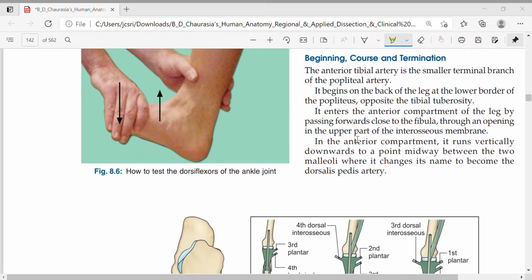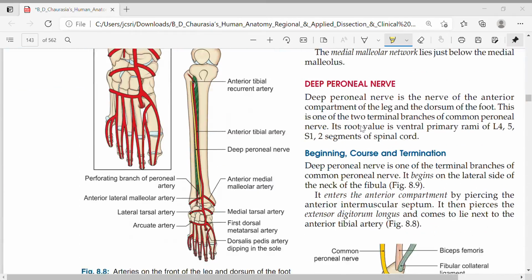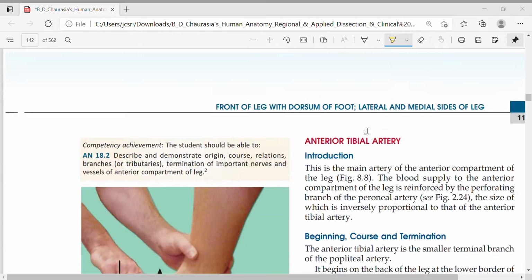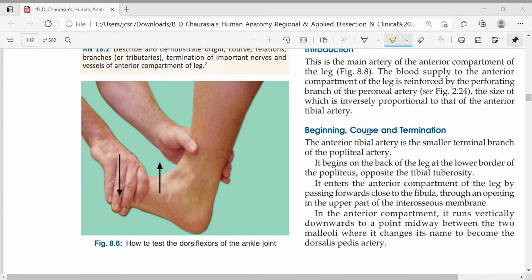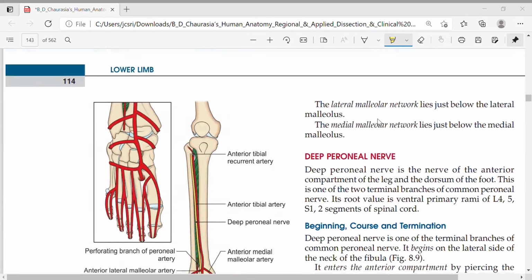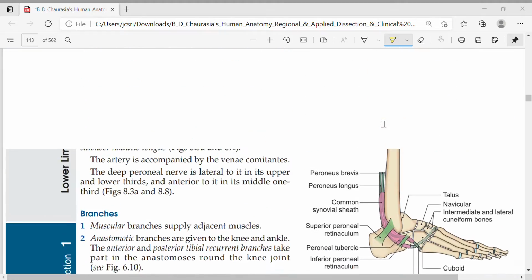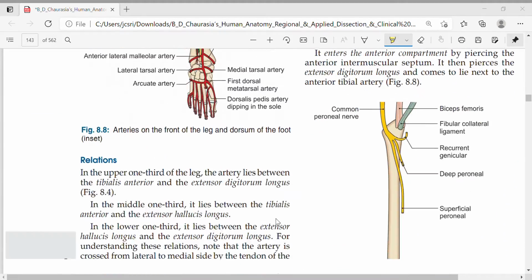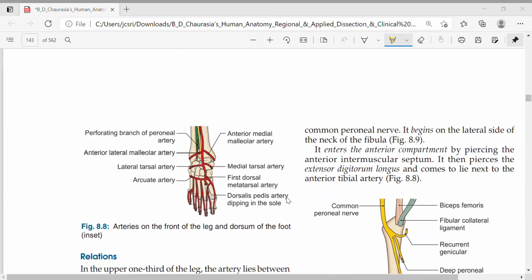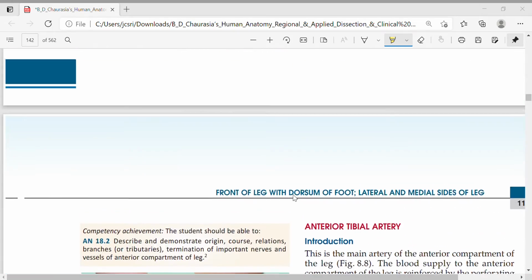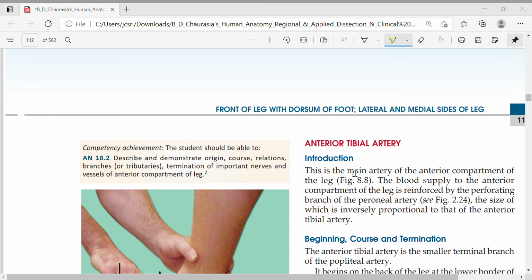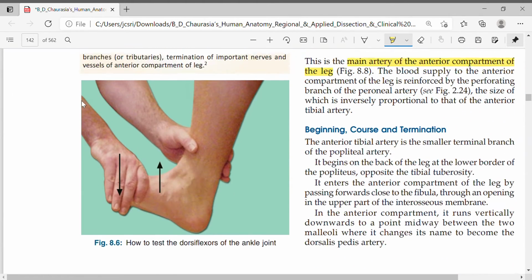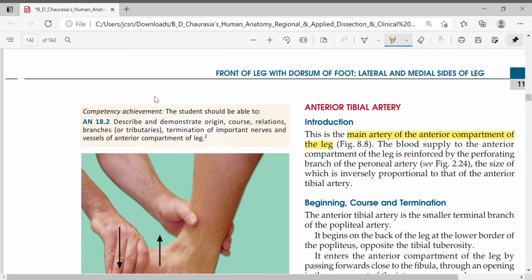For every artery you learn, you should know the introduction of the artery. You should know about the beginning, the course and the termination of the artery, and you can also see the relations of the artery. Let me first go on with the introduction. This is the main artery of the anterior compartment of the leg.